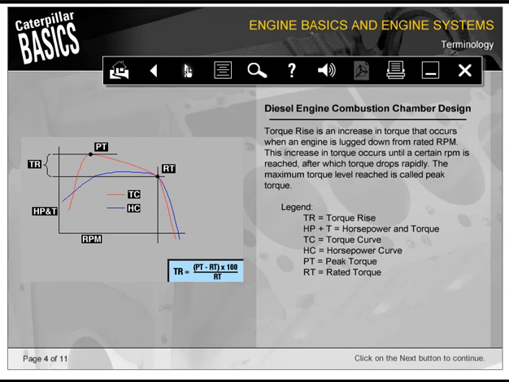Torque rise is an increase in torque that occurs when an engine is lugged down from rated RPM. This increase in torque occurs until a certain RPM is reached, after which torque drops rapidly. The maximum torque level reached is called peak torque. The formula for torque rise is peak torque minus rated torque, multiplied by 100, then divided by rated torque.